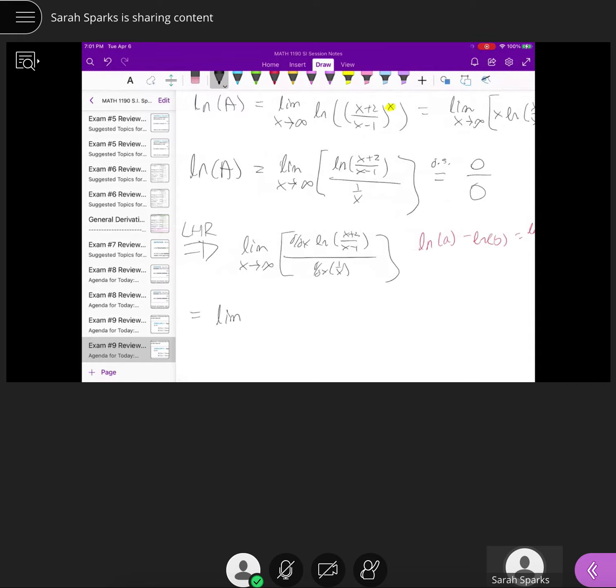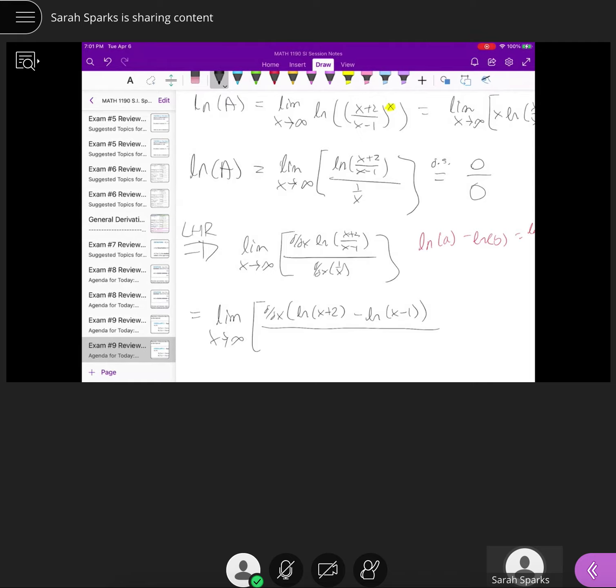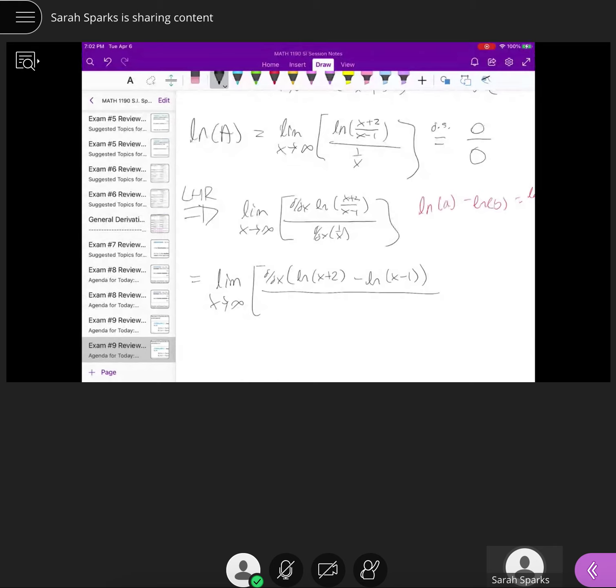So we get the limit as x goes to infinity of d/dx of natural log of x plus 2 minus natural log of x minus 1. So it'll be a lot easier. We don't have to worry about our chain rule with this, really. Does that make sense? Because if we did it the other way, we would have to take the derivative of x plus 2 divided by x minus 1, which I think is a little bit much.